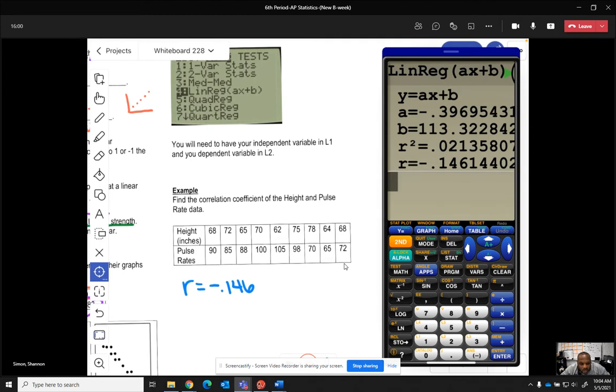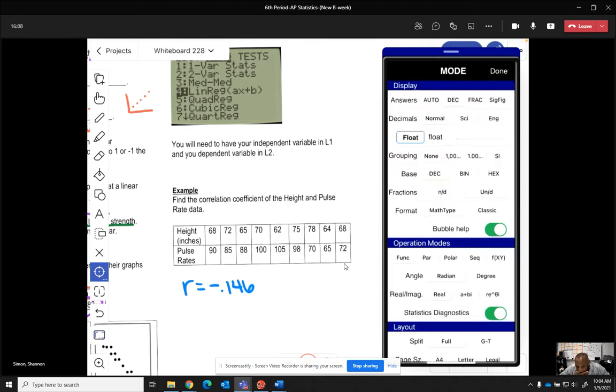Some of you may not see your correlation when you do this. If you don't see your correlation, press the mode key. Right where it says statistics diagnostic in the operation modes down here, mine is turned on. Yours may be turned off. Make sure it's turned on, highlighted in green like this. Then do linreg again, and you'll be able to see your actual correlation.